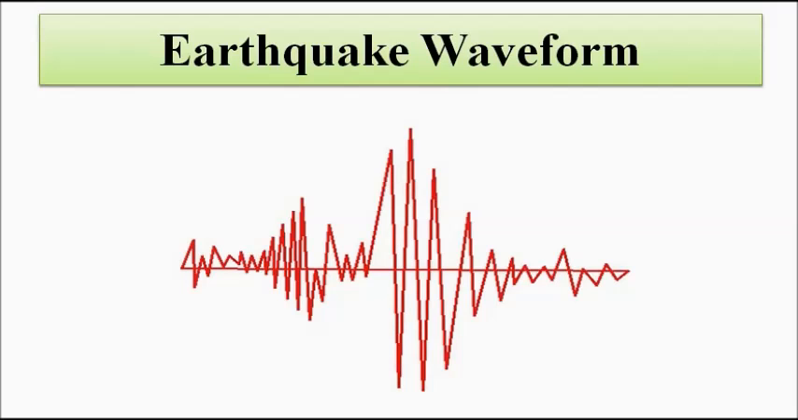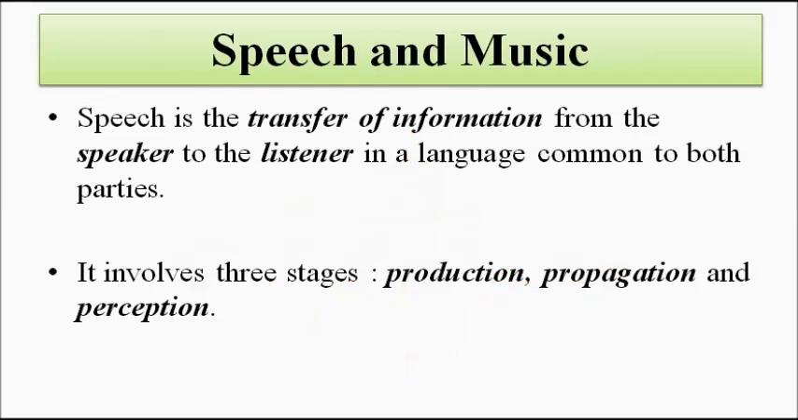So there can be a wide range of information that can be transmitted, and the basic requirement is that they have to be converted into electrical form. So it can be of any type. The information source can be of any type. Here we'll be discussing some basic things that constitute the information source. So speech and music.